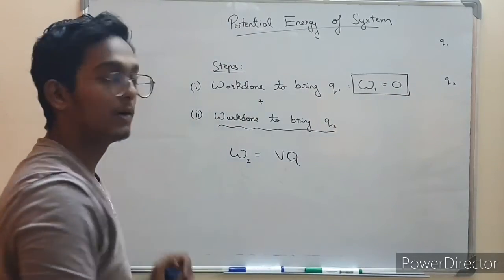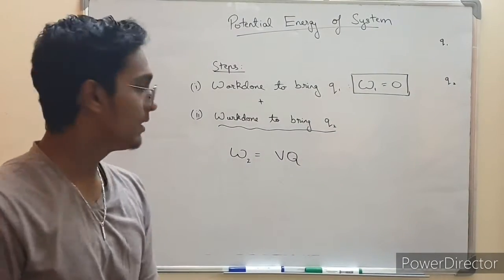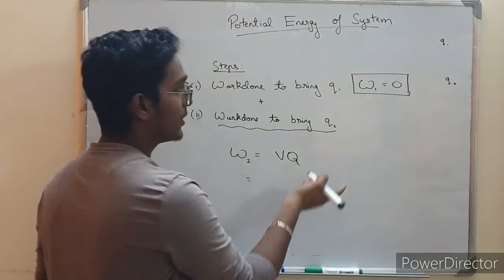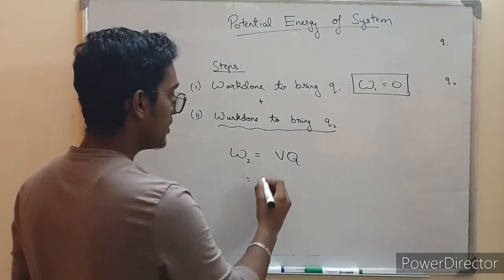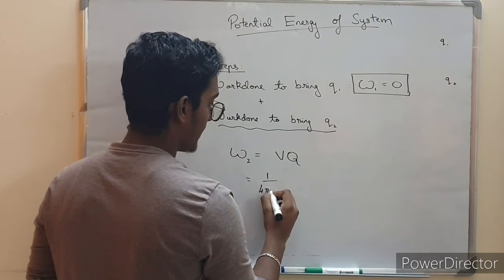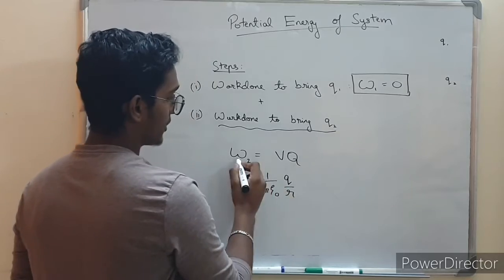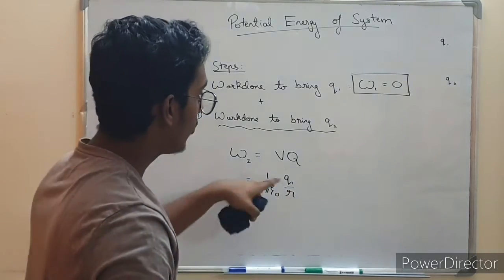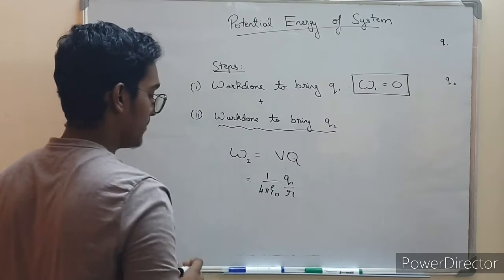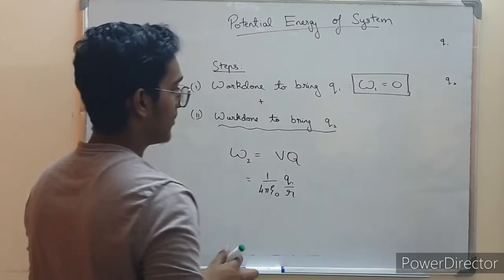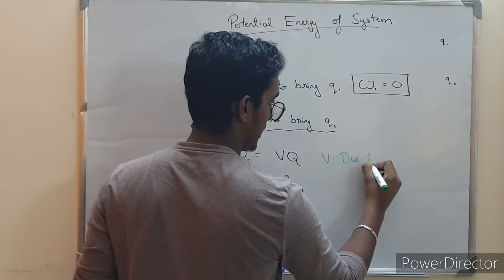So we are using the equation that work done equals potential difference times Q. So the potential due to the first charge. What is the potential due to a charge? We had discussed this in the previous video. It is 1 by 4 pi epsilon naught Q by R. So Q1 this is, and what is the charge? You have to make sure that this potential difference, I'll mark it over here, is the potential difference V due to the present charge.